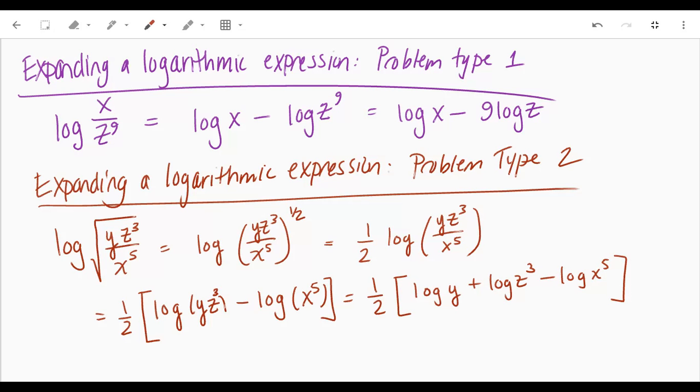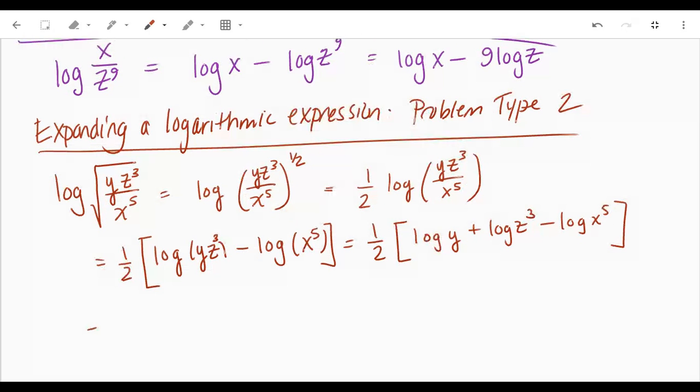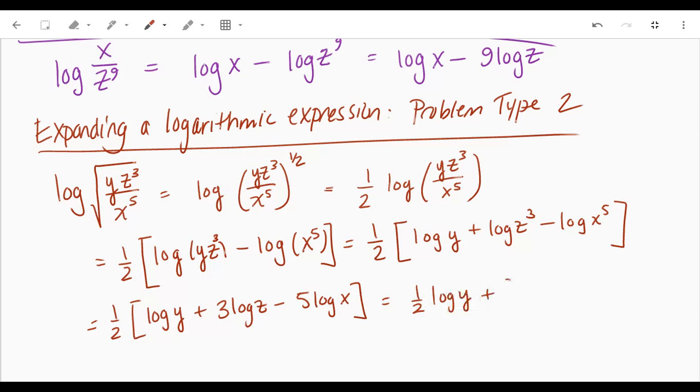All right, so now we've got them separated, so there's one variable in each logarithm. We're going to pop those powers out front. Nothing on the log y, but we can do it as 3 log z minus 5 log x. Okay, and then the final thing that they want us to do is get that 1/2 distributed. We'd have 1/2 log y plus 3/2 log z minus 5/2 log x. And that's your final answer.